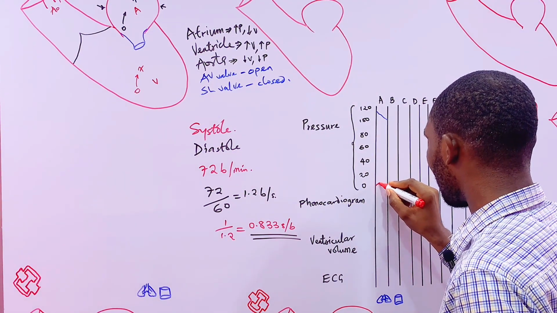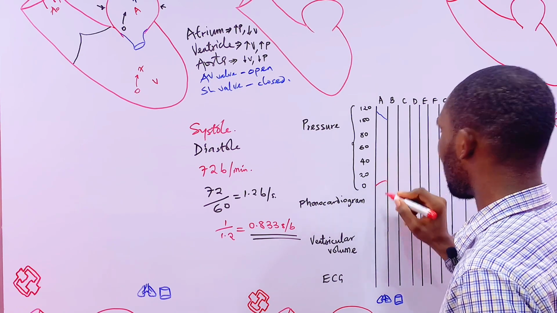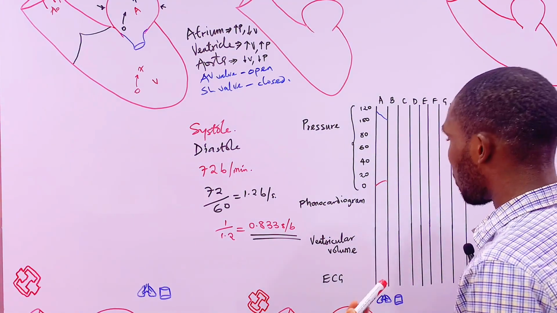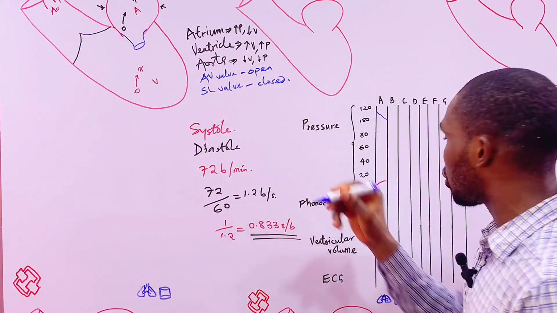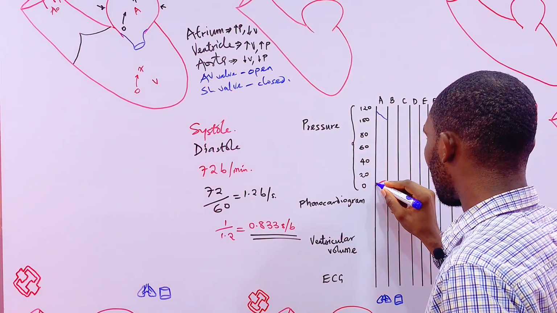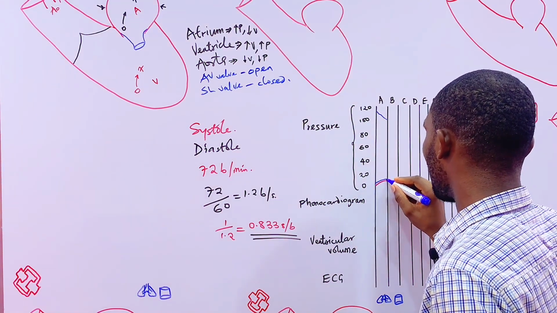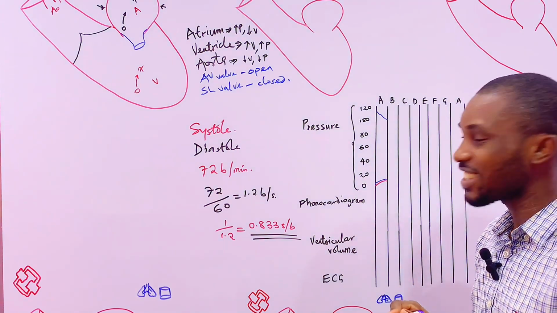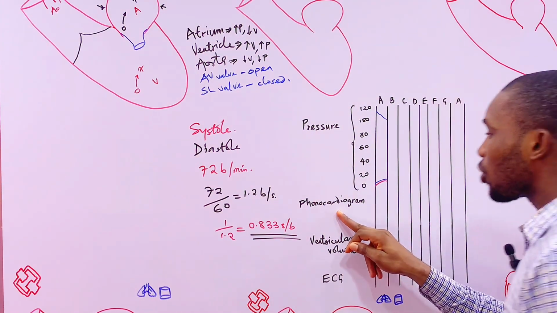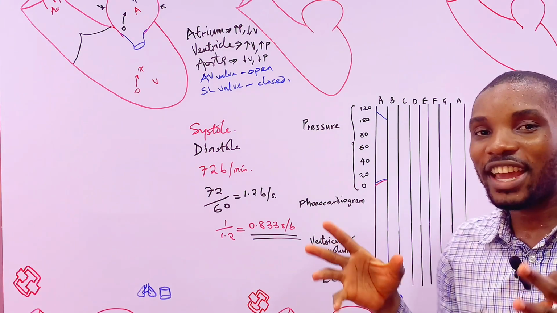So from point 0, the pressure in the ventricle was increasing. And then also, the pressure in the atrium is increasing from point 0 as well, because the two pressures are equilibrated, right? Now for the phonocardiogram, do you think we have any heart sound?